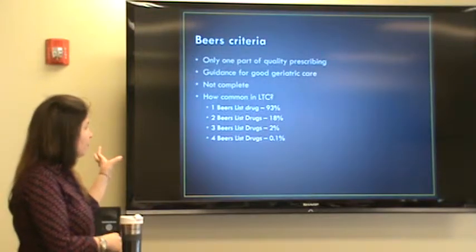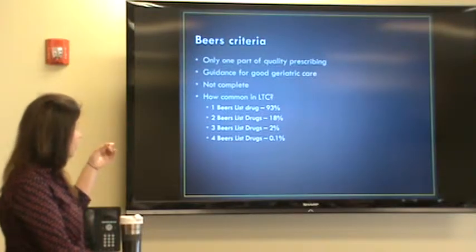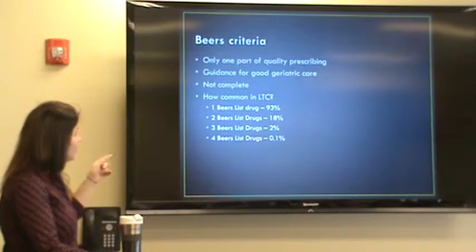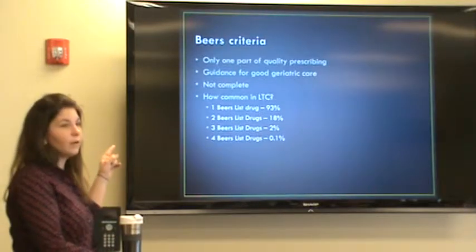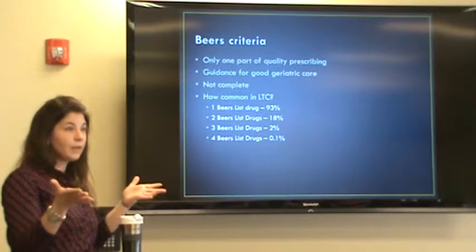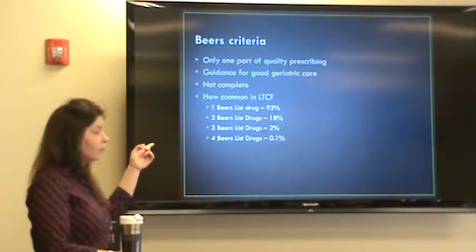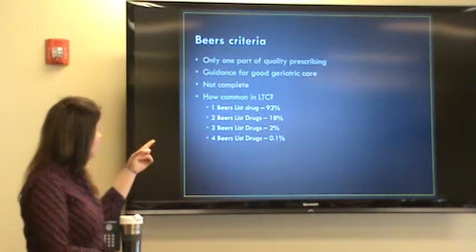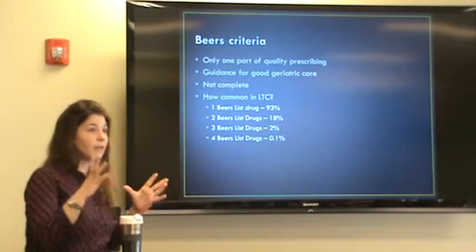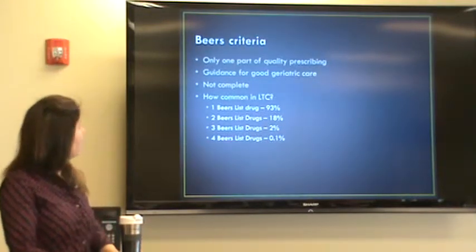But this list has been around since 1991, which is a long time. So I think it's interesting to look at how common it is in long-term care. This was a study done about 4 years ago, and they looked at drugs prescribed in long-term care and how many patients were taking drugs that were on the Beers criteria. You can see 93% of patients had one drug that was on the Beers criteria, 18% had 2 drugs, and 2% had 3 drugs. It's really interesting that this list has been around for that long, but these medications are still being used quite a bit.